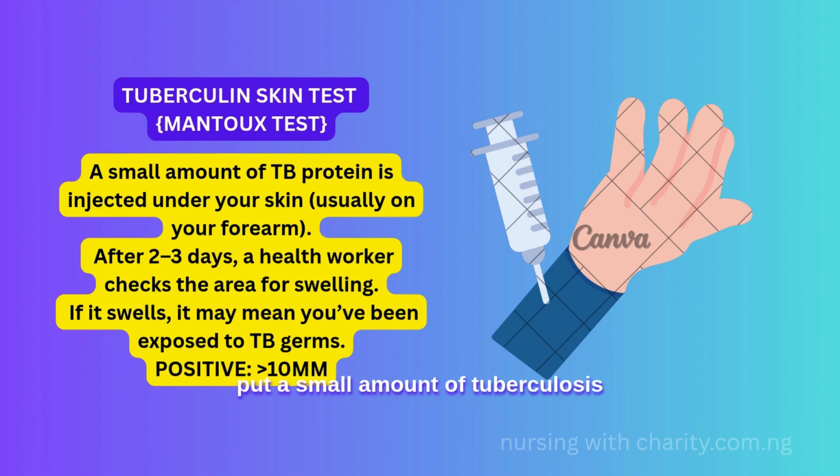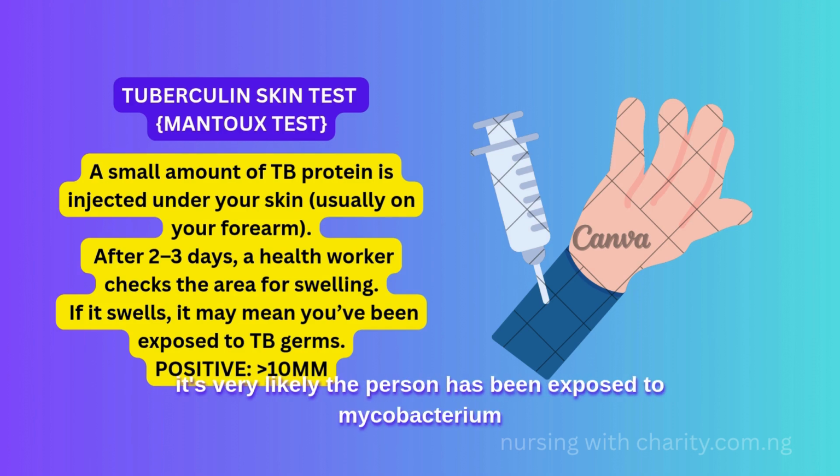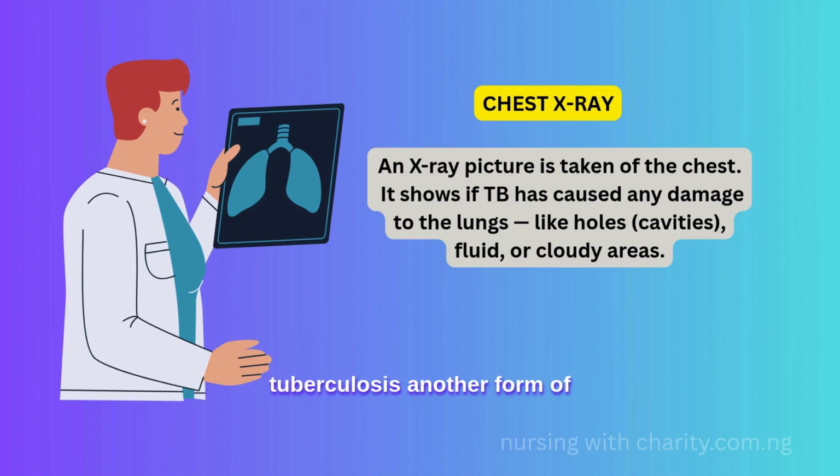Another one we have is the tuberculin skin test, also known as Mantoux test. They would put a small amount of tuberculosis protein, which should be injected under your skin subcutaneously, usually on your forearm. So after 2 to 3 days, a health worker checks the area for swelling. If it swells, it may mean you have been exposed to TB germs, positive. The swelling, if it is more than 10 mm, because the health worker is actually going to measure it, it's very likely the person has been exposed to Mycobacterium tuberculosis.